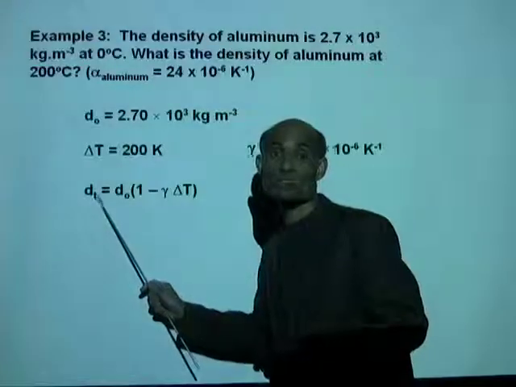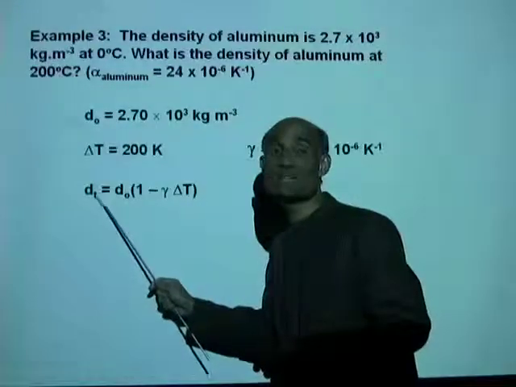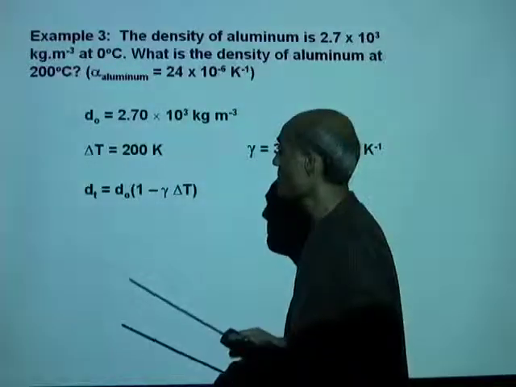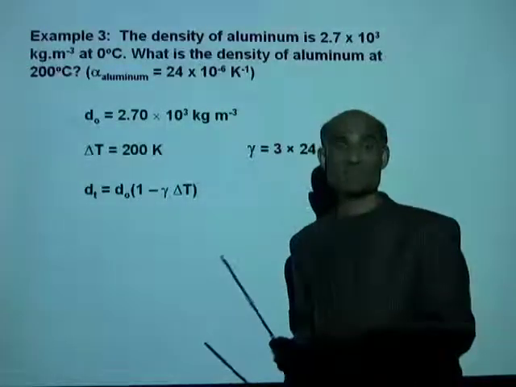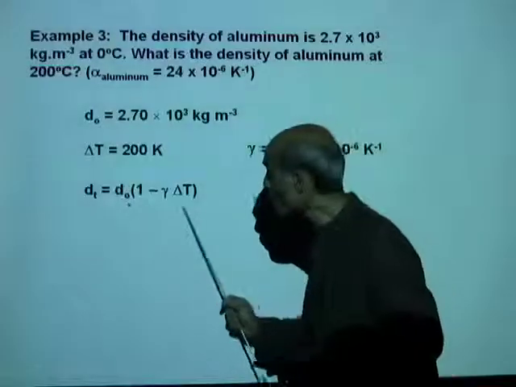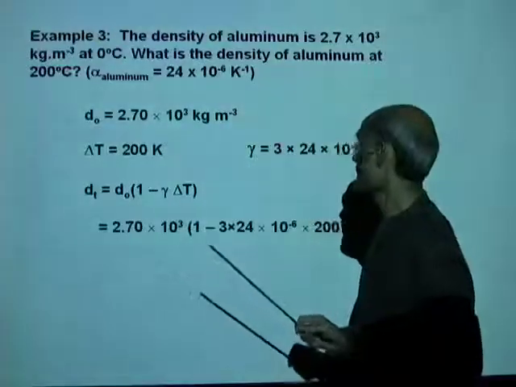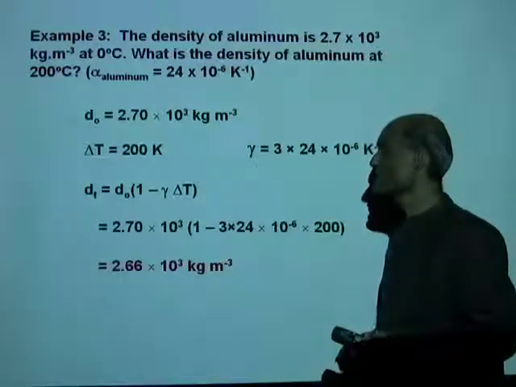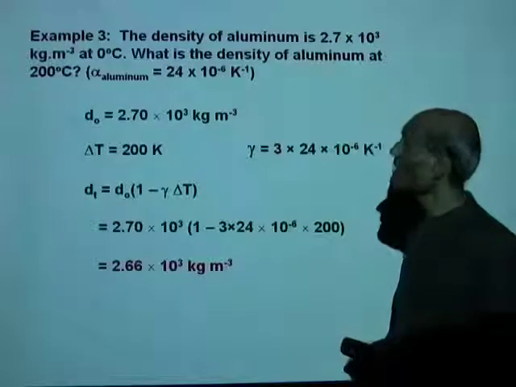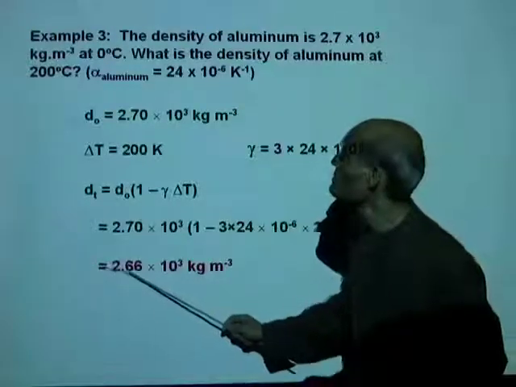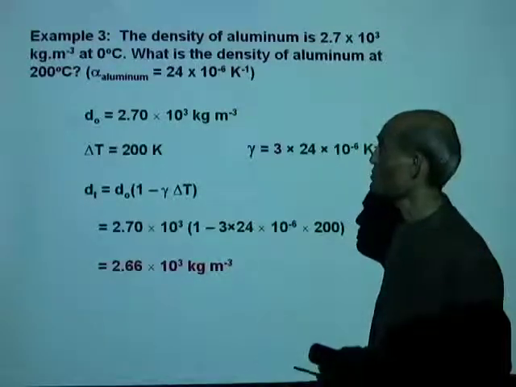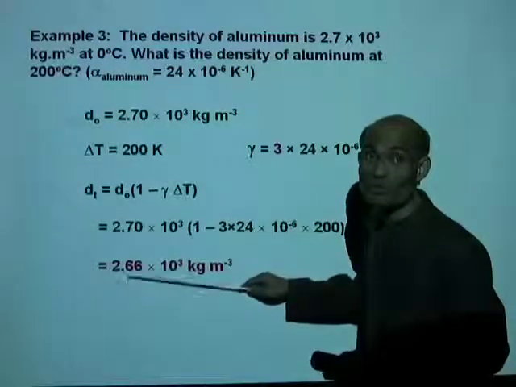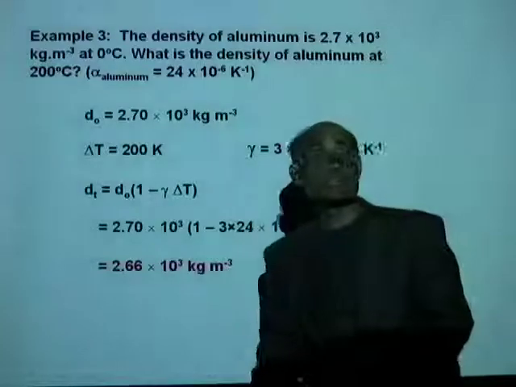We go to our equation straight away. D sub T equal to D0 times 1 minus gamma delta T. Now replace all these values, and there you have 2.66 times 10 to the 3 kilogram per meter cube is the density at that temperature. You can see the density has decreased considerably when the temperature is increased.